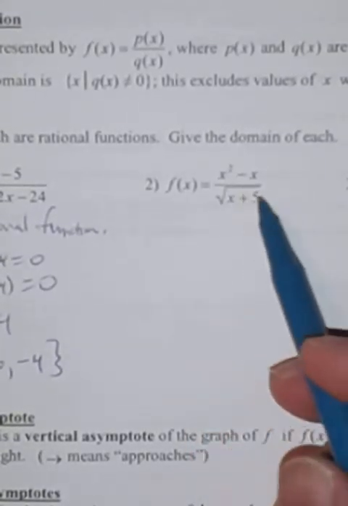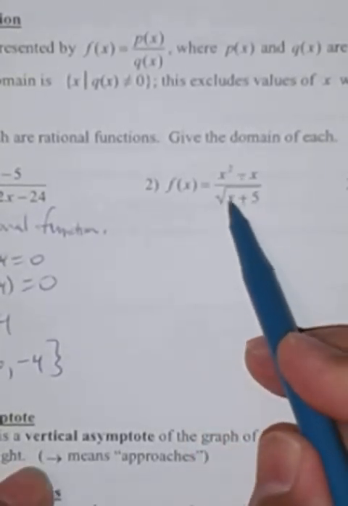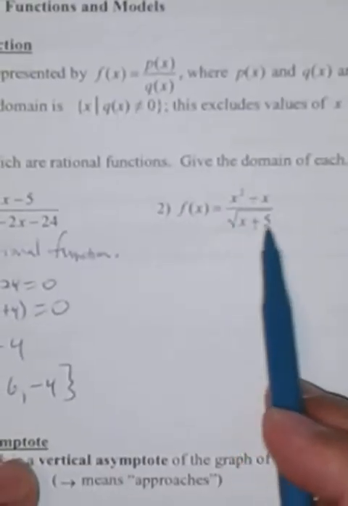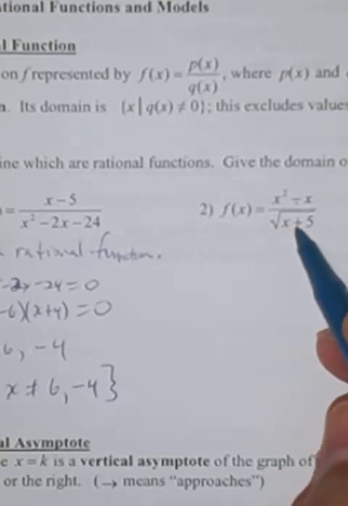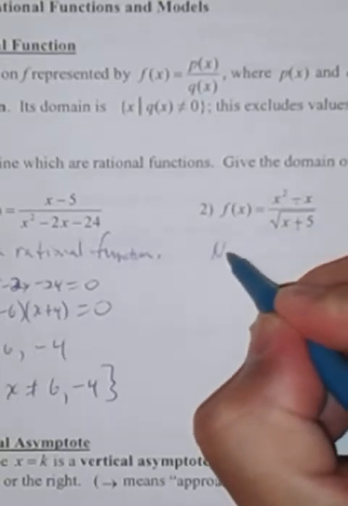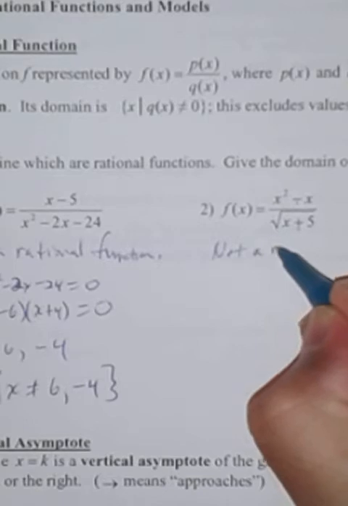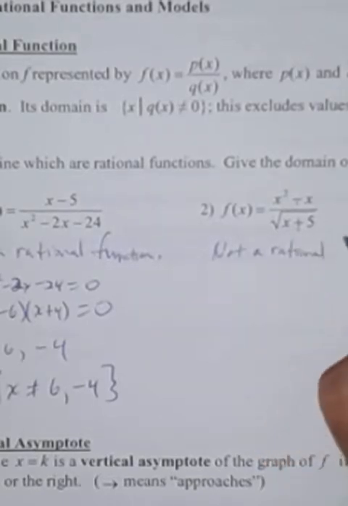So in this one, the top is a polynomial, but the bottom is not. Polynomials do not have square roots around them. I don't know if you guys remember the form of a polynomial. So this is not a rational function.